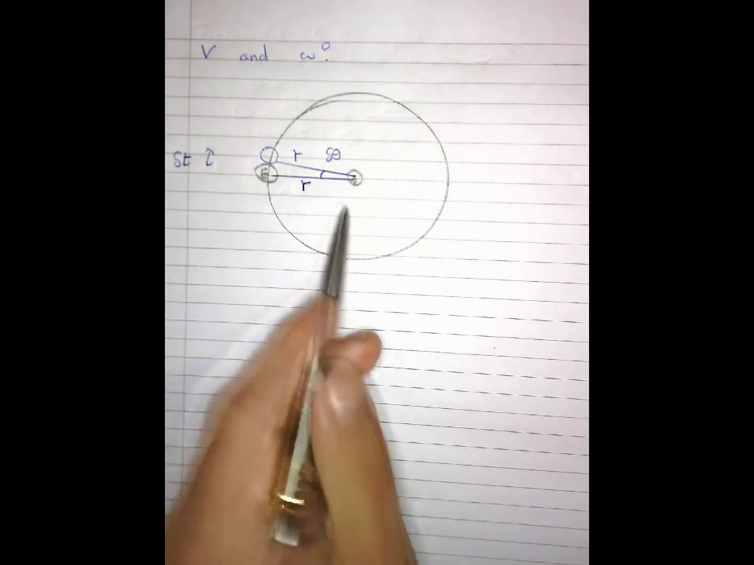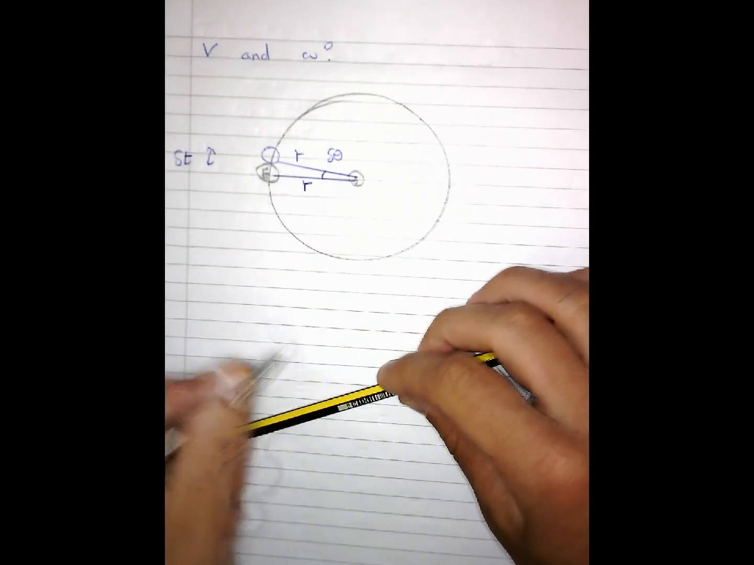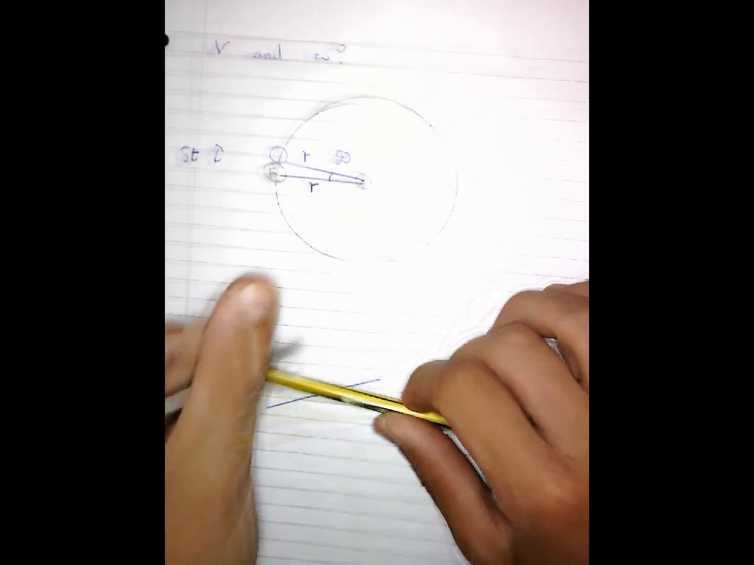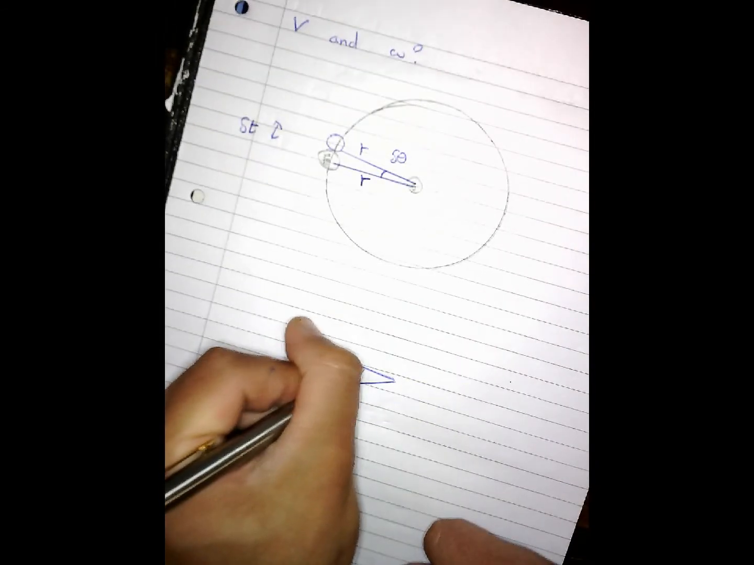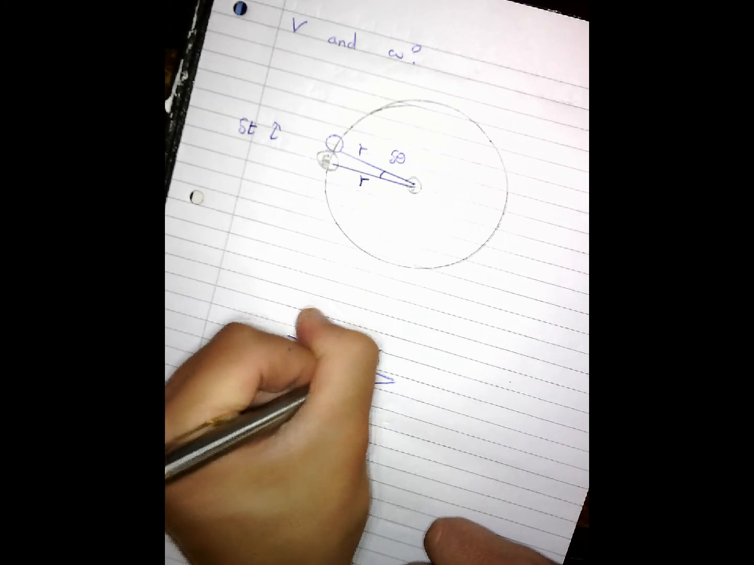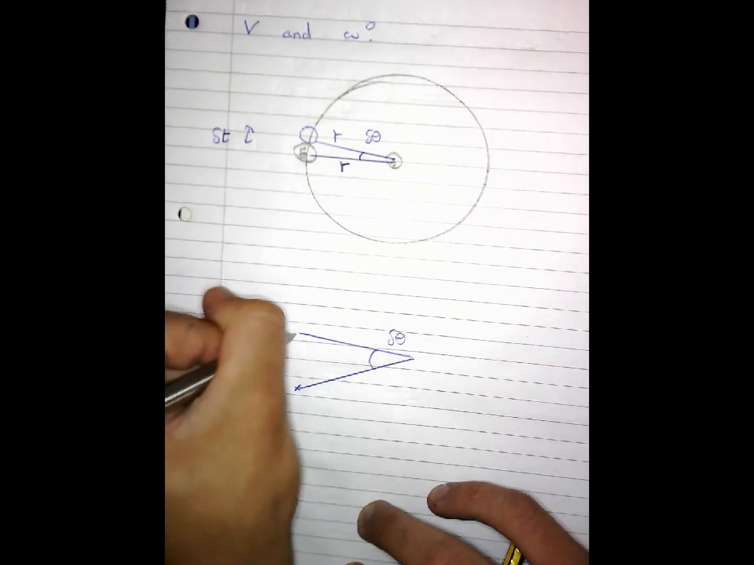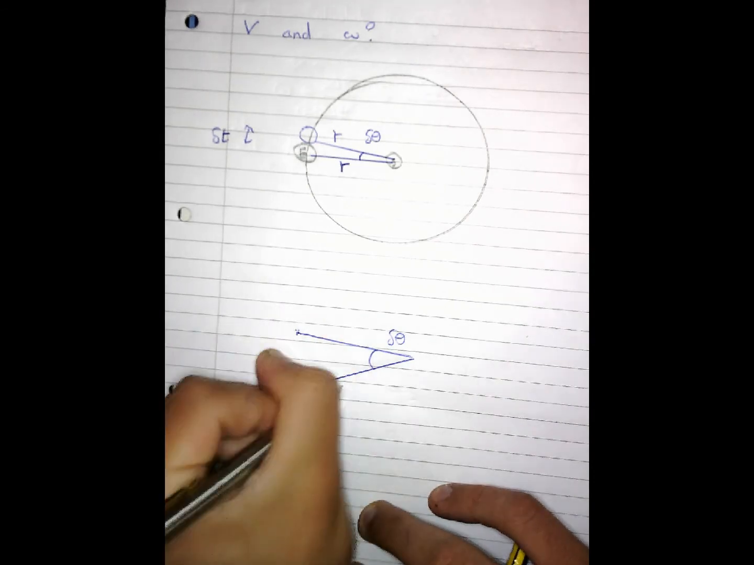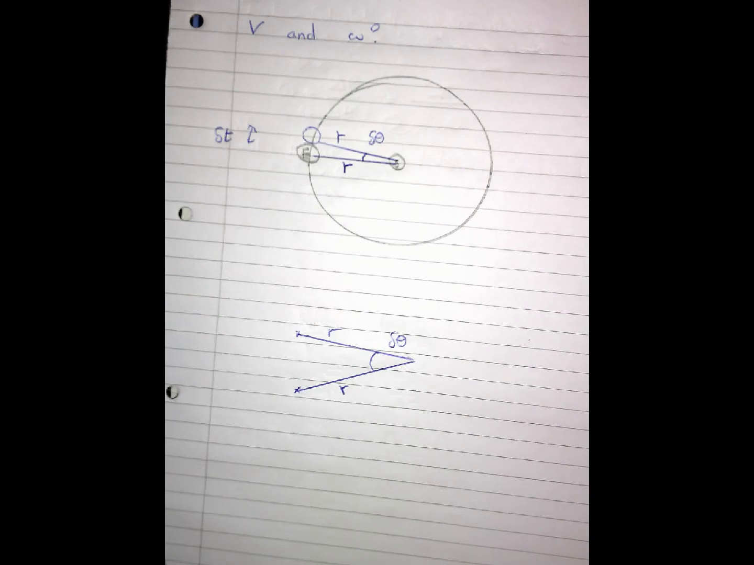Now what I'm going to do is expand on that diagram. So I'm going to go from looking at the whole thing to just this section. If I do that, I'm going to end up with something that looks a bit like this. And this angle is going to be our delta theta, and it goes from being there to being there. And we know that this radius there is r.